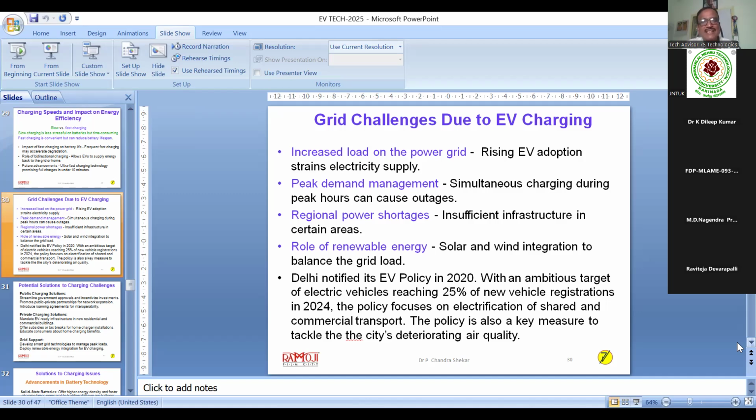Delhi notified its EV policy in 2020 with an ambitious target of electric vehicles reaching nearly 5% of new vehicle registrations in 2024. The policy focused on electrification of shared and commercial transport. The policy is also a key measure to tackle the city's deteriorating air quality. So we have sorted out the air pollution, but now the new challenge is how we provide power to charging stations.